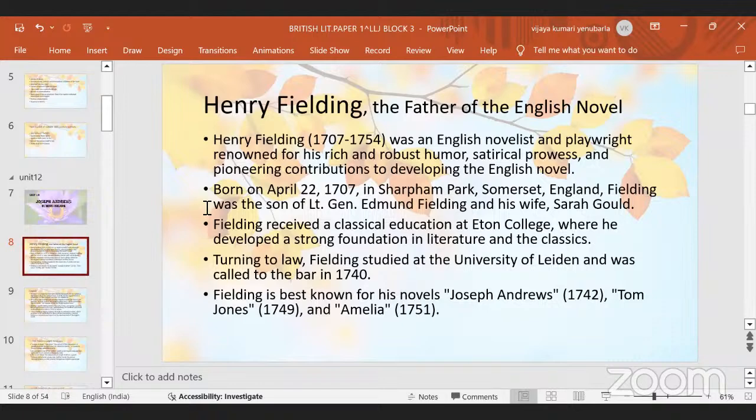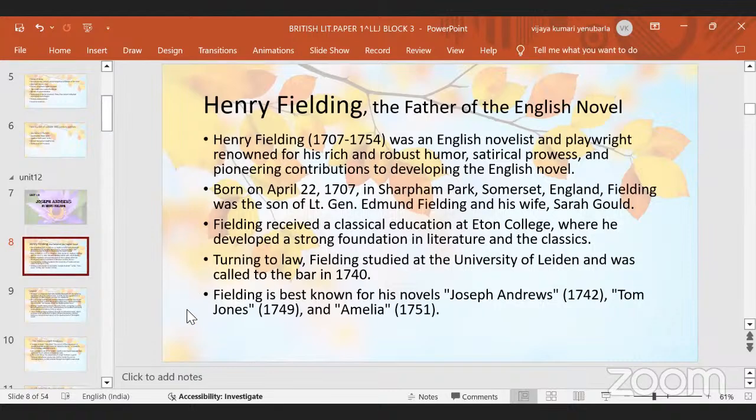Born on 22nd April 1707 in Sharpham Park, Somerset, England. So he was born in England. Fielding was the son of Lieutenant General Edmund Fielding and his wife Sarah Galt. Fielding received a classical education at Eton College, where he developed a strong foundation in literature and the classics. Turning to law, Fielding studied at the University of Leiden and was called to the bar in 1740. So he was a lawyer also.